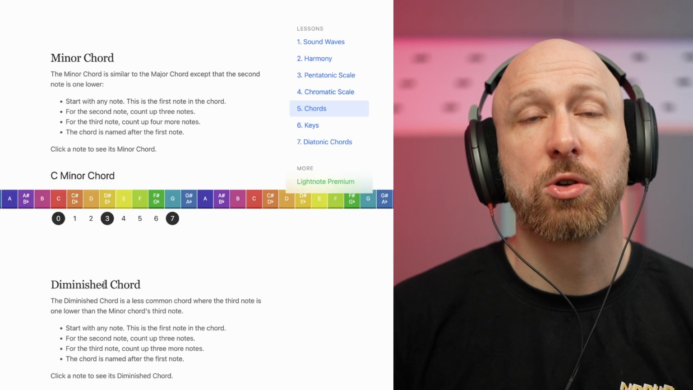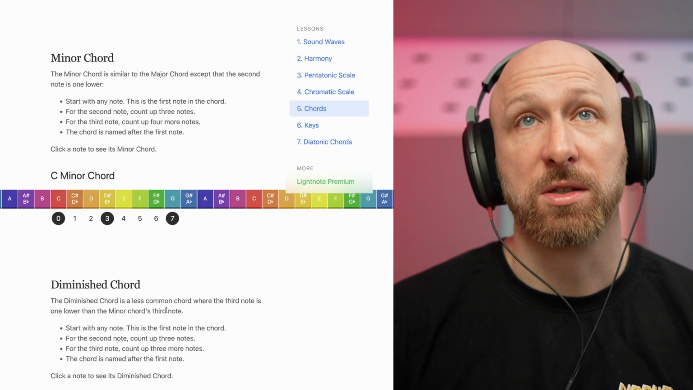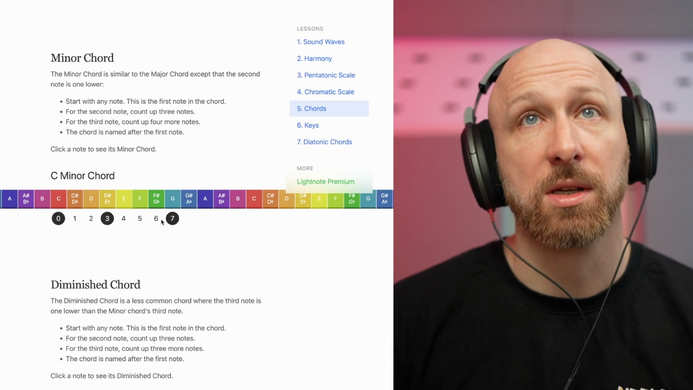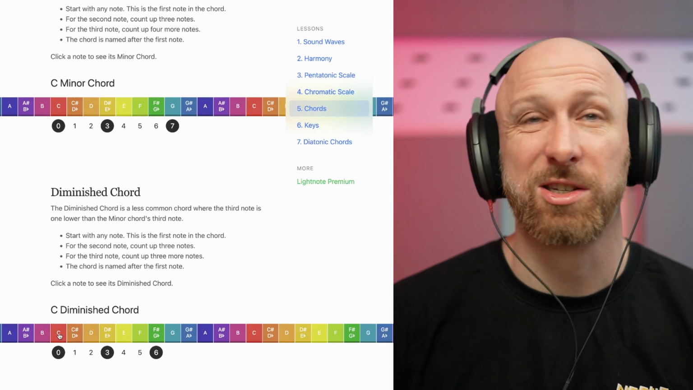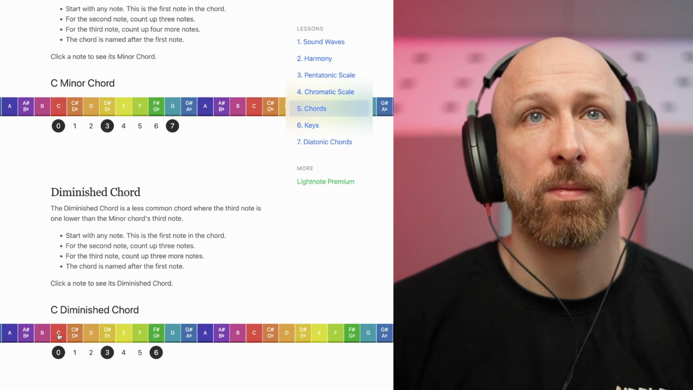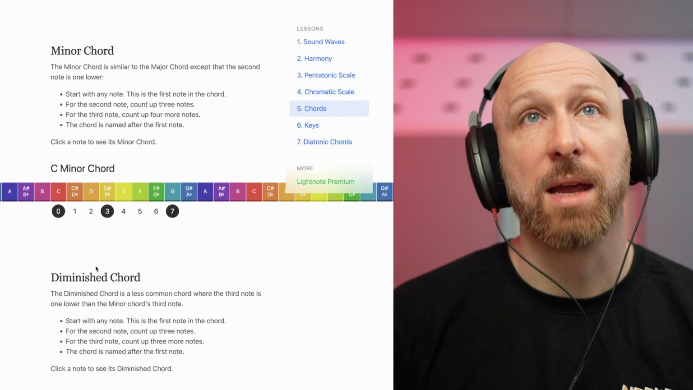And then there's the diminished chord, which is the least common one. It's where the top note is 1 lower. It's basically the same shape as a minor, but the top note is 1 lower. It's going to sound even more dissonant and horror-like than the minor chord. Right, between these 3 shapes, we can do a lot.